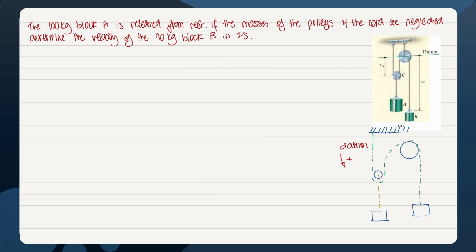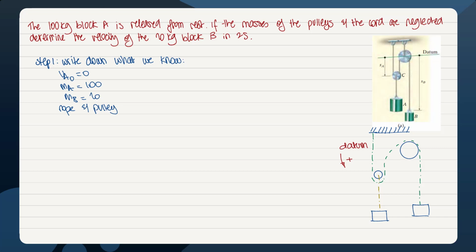So step 1, as usual, is to write down what we know. We are given the initial velocity of block A, so VA0 is equal to 0. We know the mass of A, which is 100, and the mass of B, which is 20. We also know that we're dealing with a rope and pulley setup, so we will eventually face the dependent motion analysis.